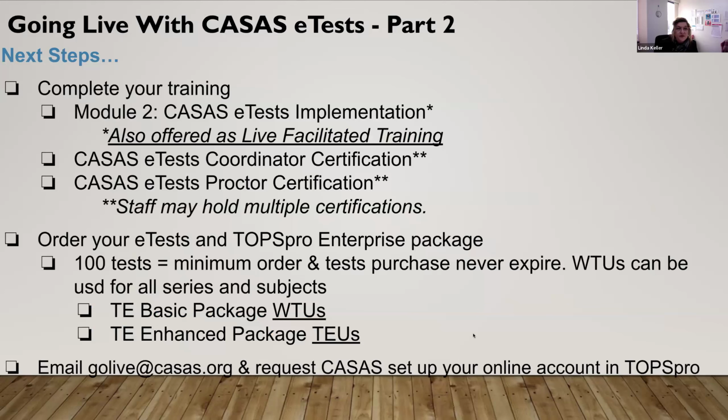Once those two steps have been done with the implementation, somebody from your agency, at least one person, needs to complete Module 2. There are some stars here on the different modules that need to be completed, and you can do it live or through the CASAS training portal. But then each person who you want to have access to start and stop a test is going to need to take an e-test proctor certification training through the training modules on the CASAS site.